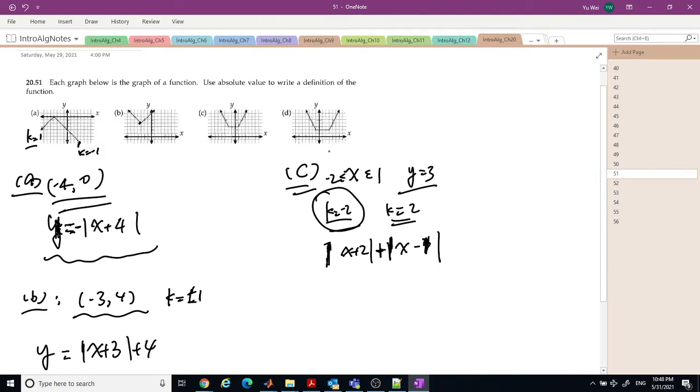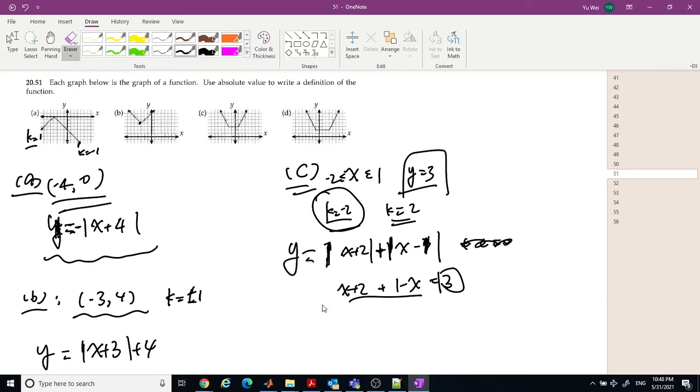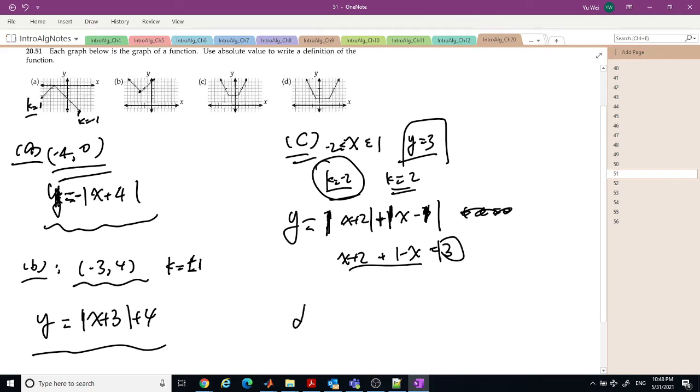Okay. Now let's see. If it is the case, between this, it will be the positive, this one, plus 1 minus x is 3. See, it's 3. So that means c will be equal to 0. We don't need any adjustment.